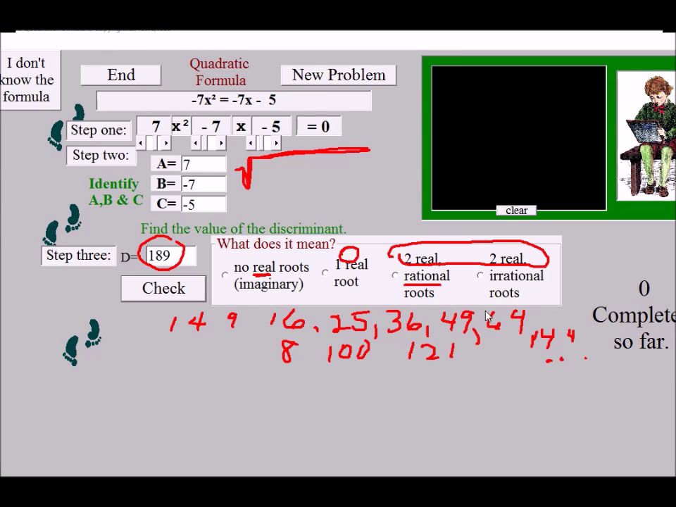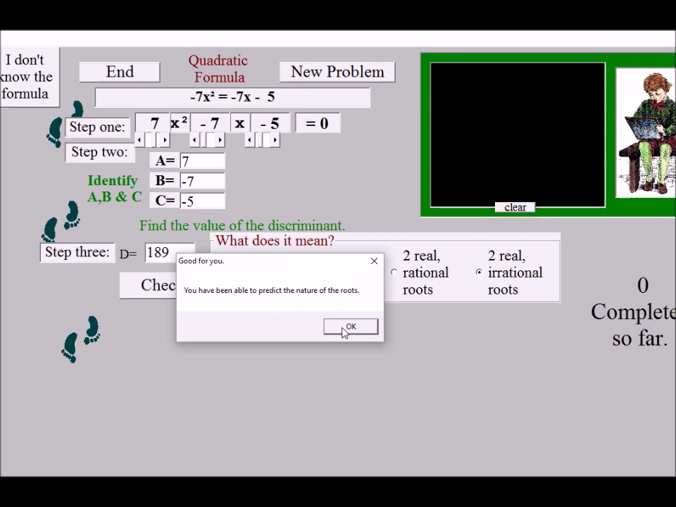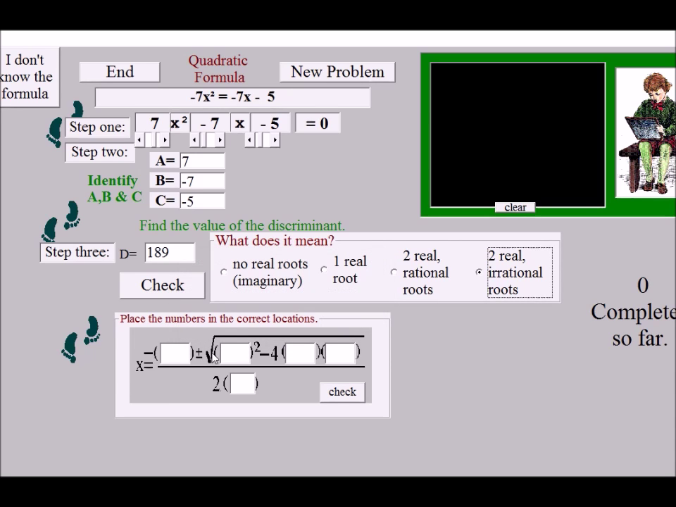So let's minimize this. I'm going to say it's 2 irrational. And it says, good for you, been able to predict. So now we're going to just have one last attempt to make sure. Look, I've got the quadratic formula, negative b plus or minus the square root of b squared minus 4ac, divided by 2a. And if you can put all these numbers in these parentheses and do the arithmetic, you will get 2 solutions, one from the plus and one from the minus.